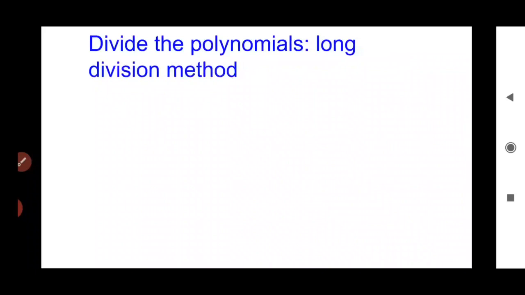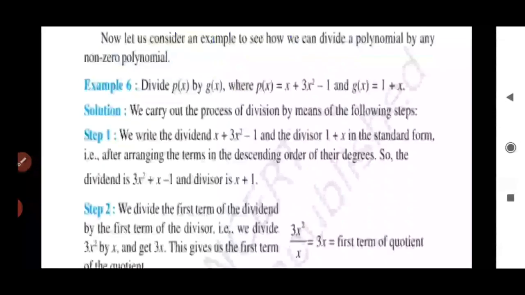You know very well long division in numbers is very easy. Likewise, division of polynomials is also easy, but watch it carefully. Now let us consider an example to see how we can divide a polynomial by any non-zero polynomial. Example 6. Divide the polynomial p of x by g of x, where p of x equals x plus 3x squared minus 1 and g of x equals 1 plus x.